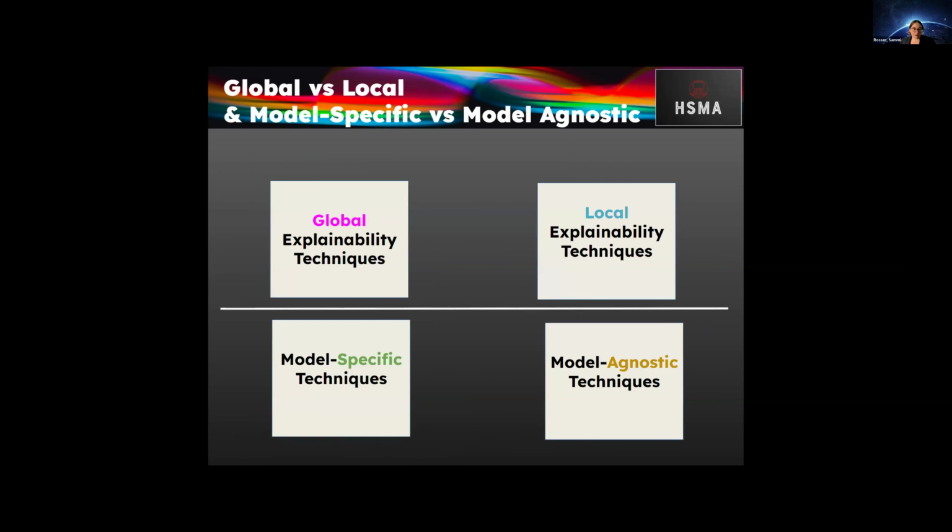So we're going to talk now a little bit about global and local, and model specific versus model agnostic. I've already started to talk about that. Global explainability techniques are these high level ones. Local explainability techniques are these individual level predictions. Model specific techniques are the ones that apply to only a specific model, like those logistic regression ones, those tree based ones. Model agnostic are the ones that we can throw at any model and get the output of explainability that we're interested in.